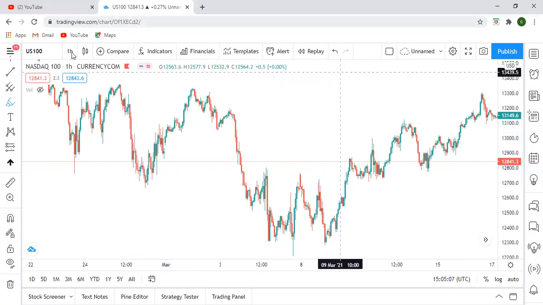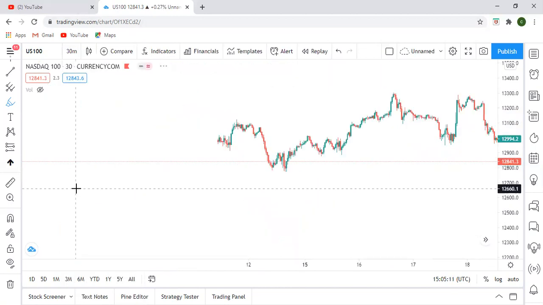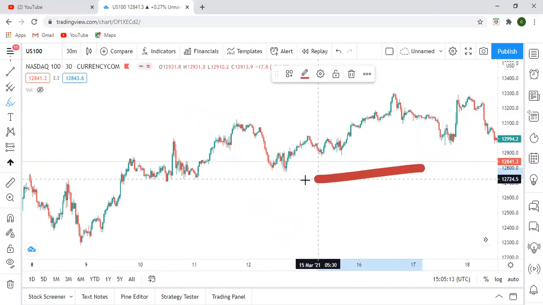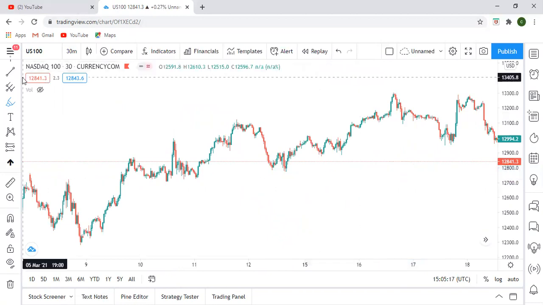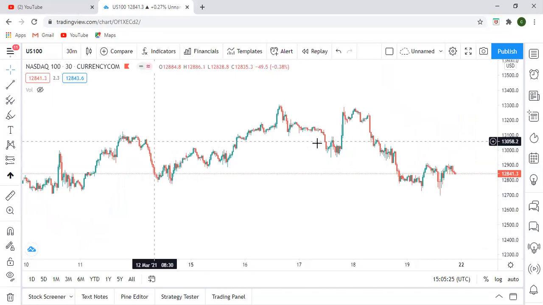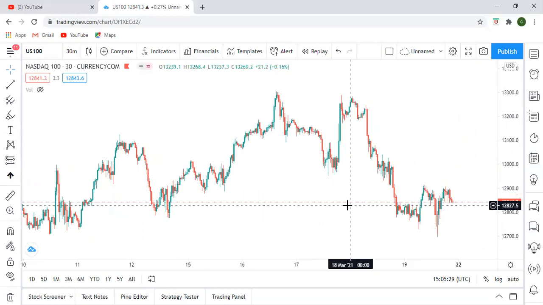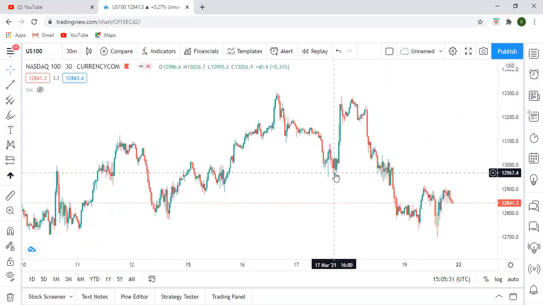So let's go to 15 minutes. Let's go to 30 minutes. That's where I saw your head and shoulder. So if you can guess it, we see a head and shoulder somewhere here. I know that you can see that clear head and shoulder. So your clear head and shoulder is here.